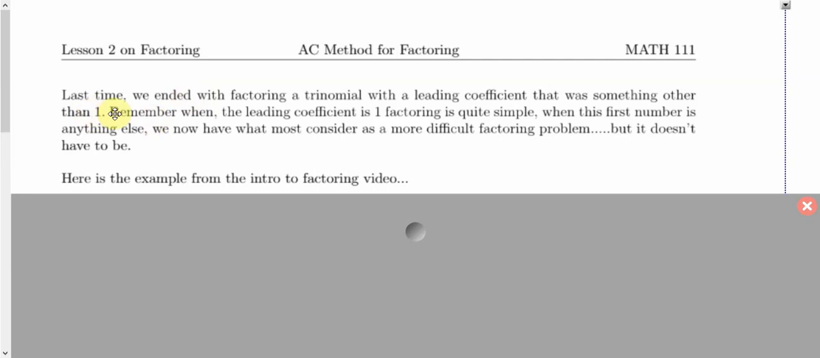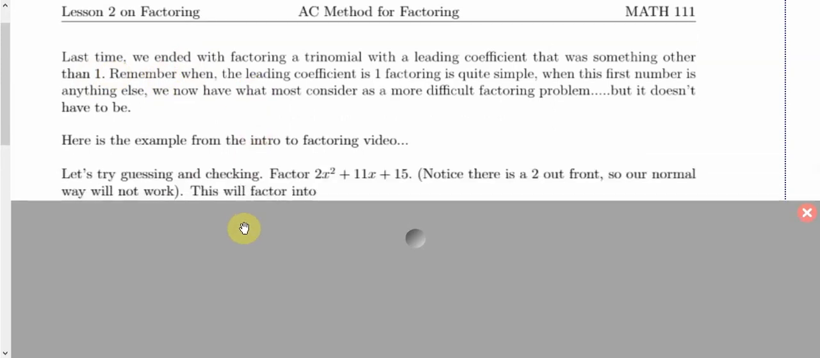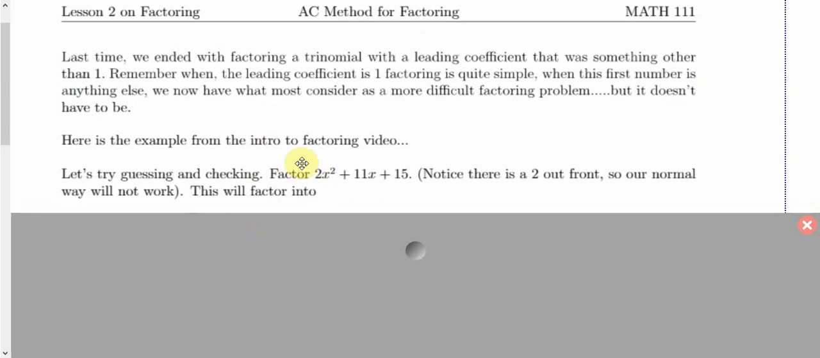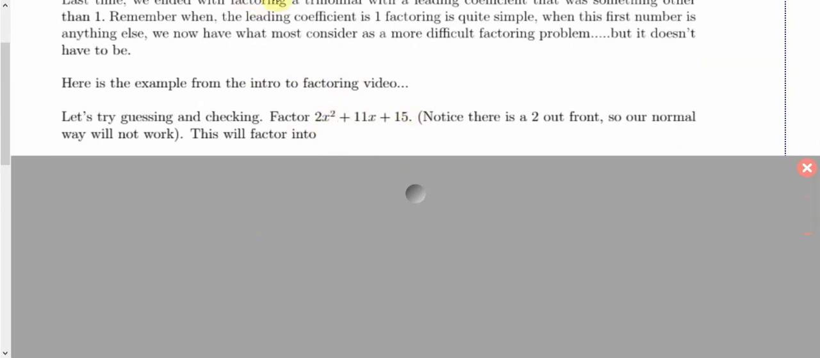And then we ended last class on one that did have a number out front. Those get much more difficult, and we did this example in class. The only thing I presented last time was that we could guess and check this. So here's the example from last time, exactly how we did it. Copy and pasted from the last lesson.